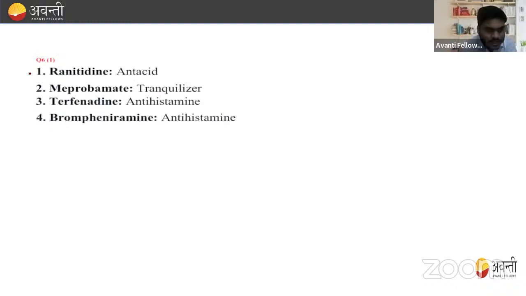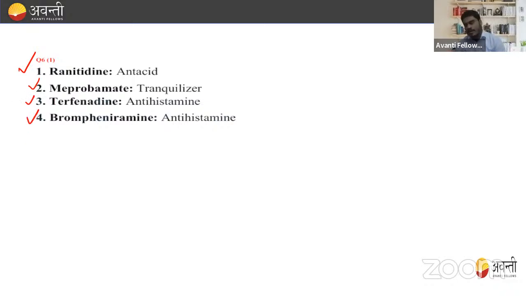So here also, ranitidine is an example of antacid. Meprobamate is an example of tranquilizer, we already discussed. Terfenadine is an example of antihistamine, and brompheniramine is also an example of antihistamine. So learn this, beta. This is very, very important.